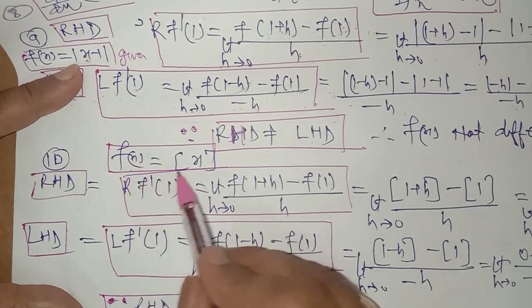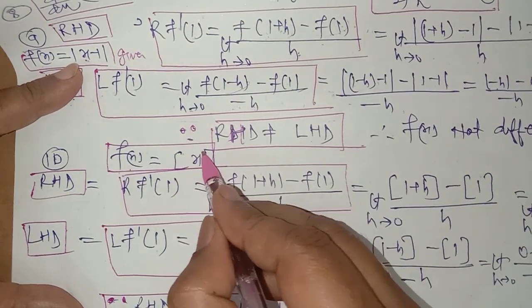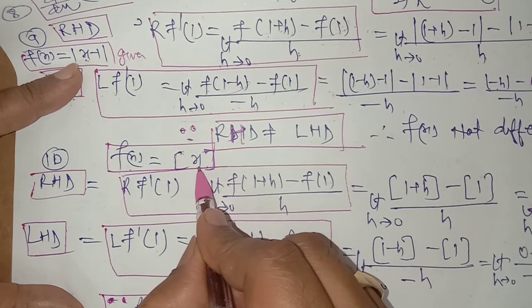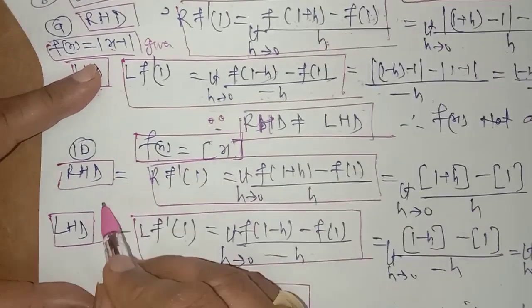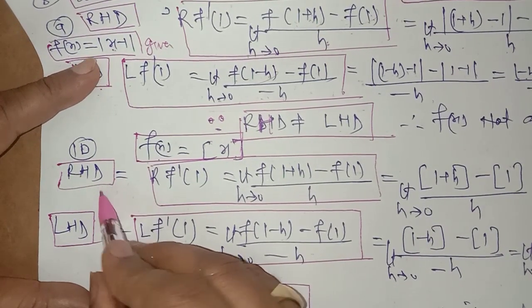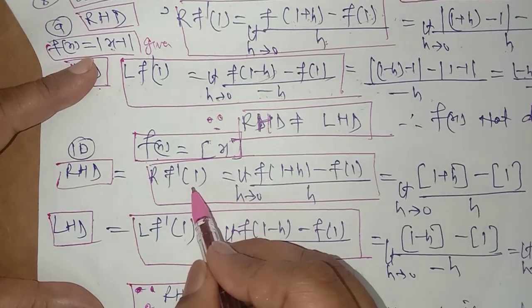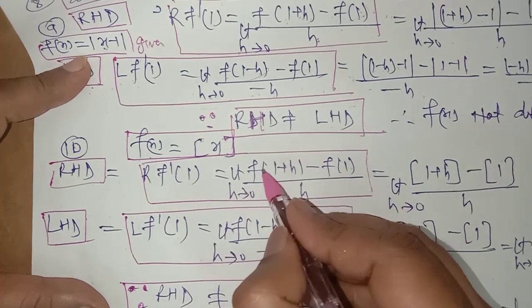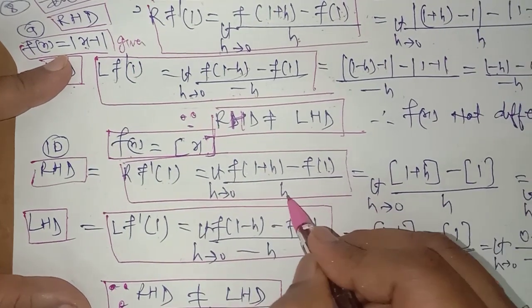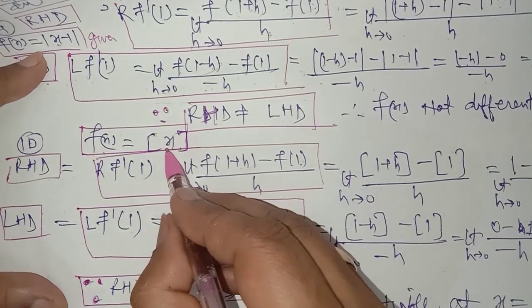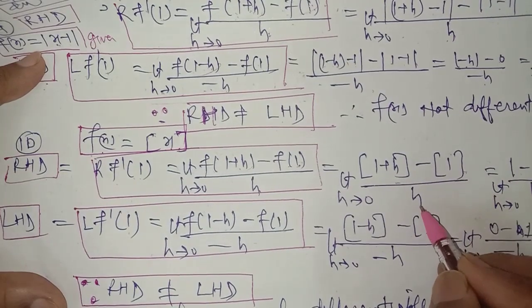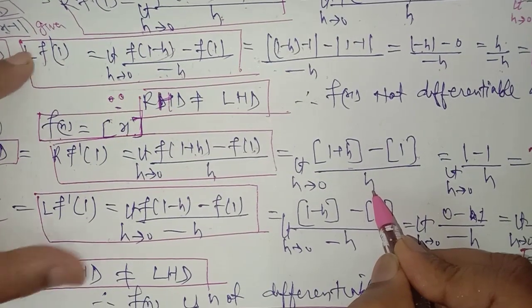The function is given as the greatest integer value function, with this sign. A step function we call it. The right hand derivative at 1, we have to find f dash 1 right hand derivative. So it comes out to be f(1 plus h) minus f(1) upon h. f(1 plus h) will be the step function of 1 plus h, minus the step function of 1, upon h, limit h goes to 0.